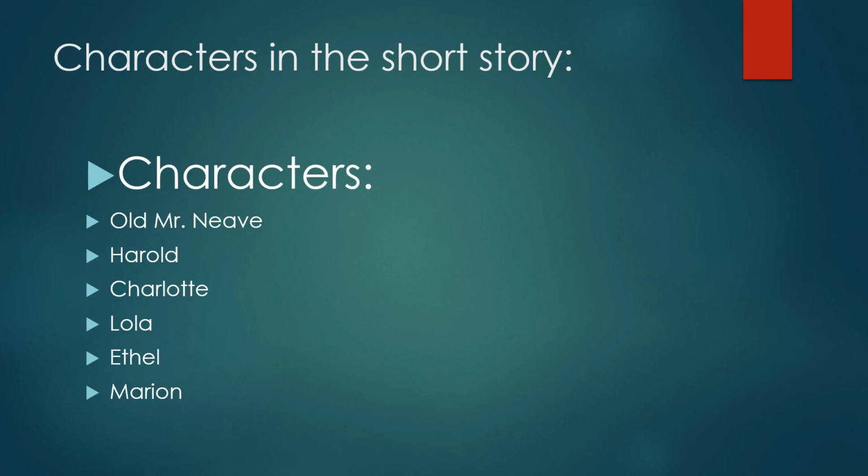Harold was Mr. Neave's son. And Charlotte was the wife of Mr. Neave. Lola is the young baby. Ethel, daughter of Mr. Neave. Marion is also another daughter, and Lucy is also another daughter. She is a minor character in the work.